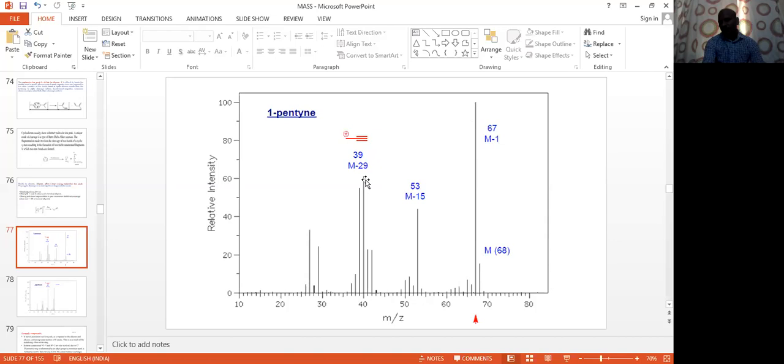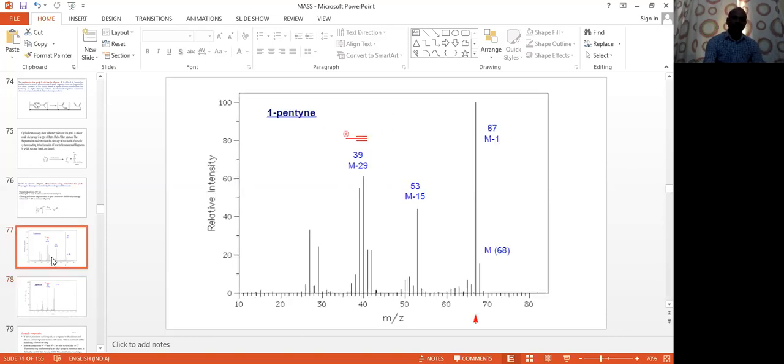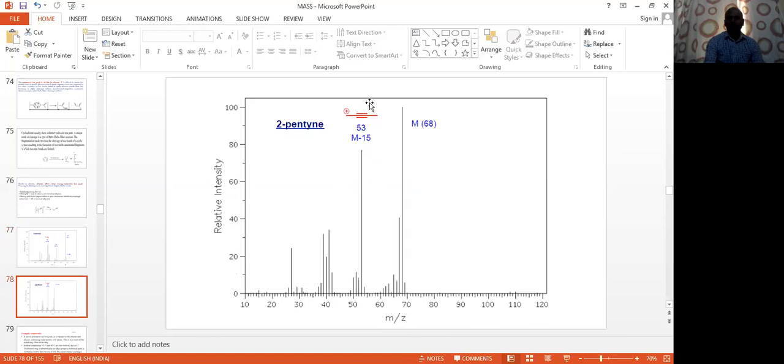Then you have M-15, that is also prominent, but there is a characteristic peak in straight chain alkynes, that is m/z value 39. And now coming to 2-pentyne. Anyway, one more carbon atom is missing in this structure. What I have shown is a fragment ion. It is not a complete structure. What I have written here is also a fragment ion.